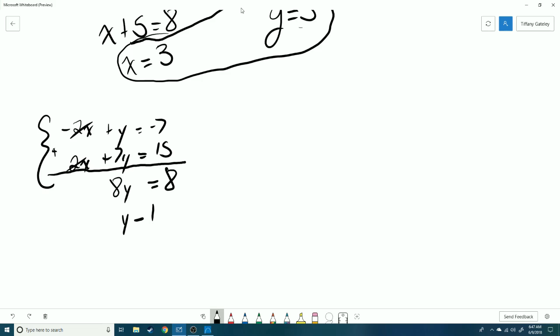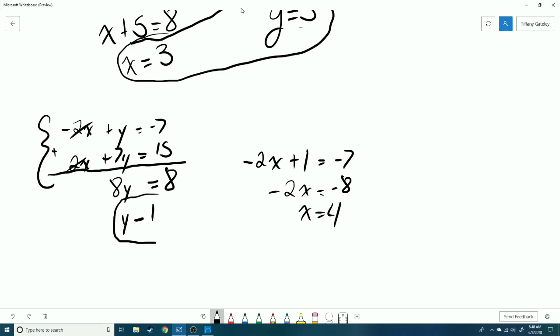And then again, we find our x by just plugging y back into one of these two equations and solving for x. So negative 2x plus 1 equals negative 7. Negative 2x equals negative 8. So divide by negative 2, x equals positive 4. And that is our answer.